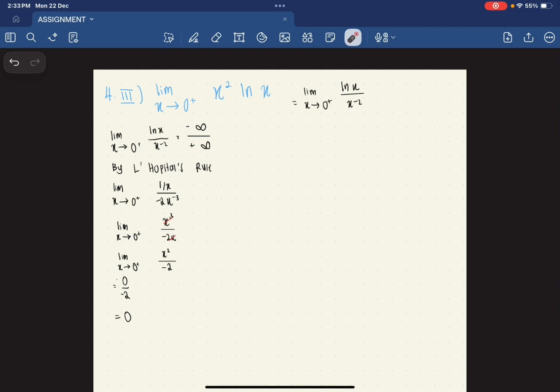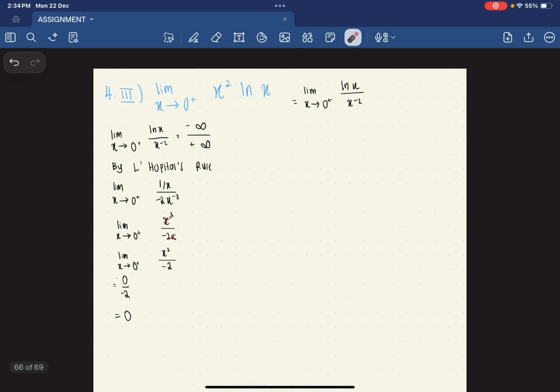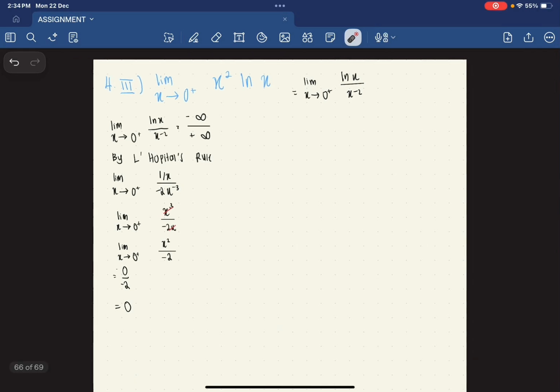So L'Hopital's rule can be applied. After applying L'Hopital's rule, we differentiate this expression. We will get 1 over x over negative 2 x to the power of negative 3. We can simplify this expression by cancelling the x. So we will get x squared over negative 2. So the answer will be 0.